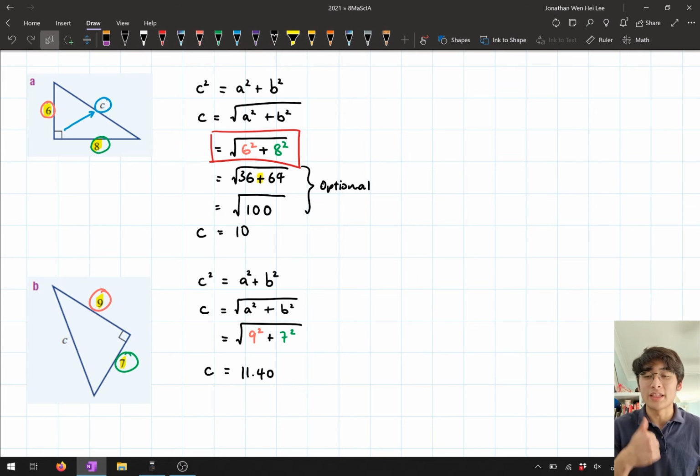So that's how we can find missing hypotenuses using Pythagoras' theorem. What we want to do is identify the two shorter sides of our right-angled triangle. In the two cases here, I've circled them in red and green just to help me see them. Then what we do is we apply Pythagoras' theorem.